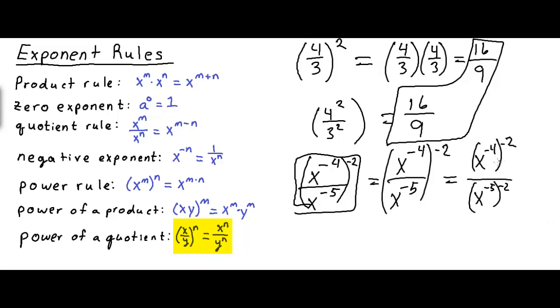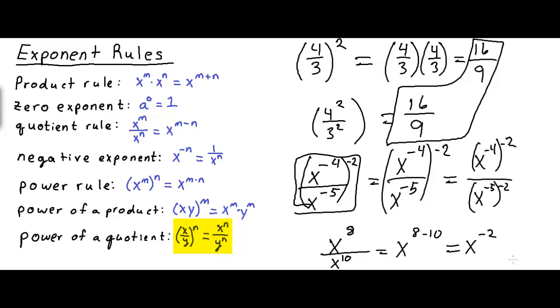Again, we go back to that power rule. We multiply our two exponents together. -4 times -2 is going to give us +8. And then -5 times -2 gives us +10. Now, going back and looking at that quotient rule, we subtract our exponents. So we get x to the 8 minus 10. That's going to give us x to the -2.